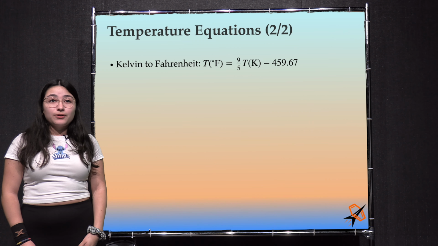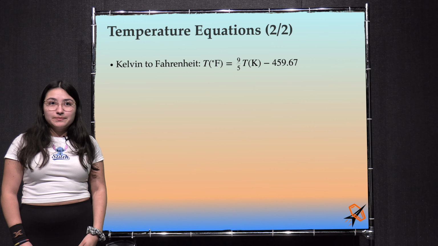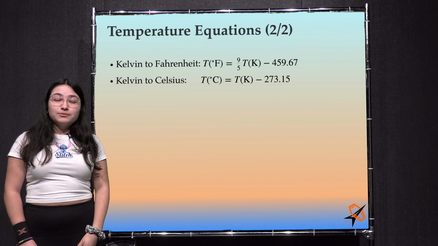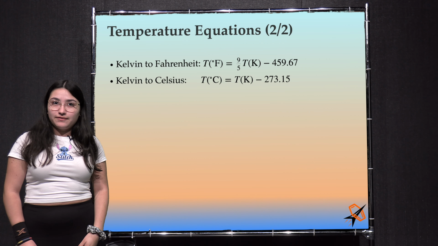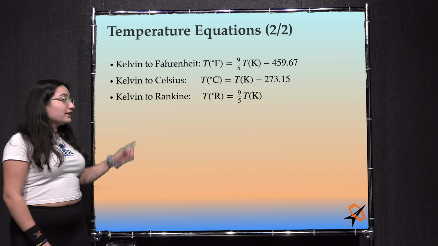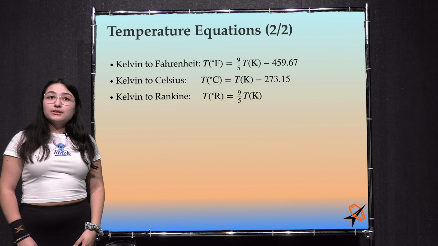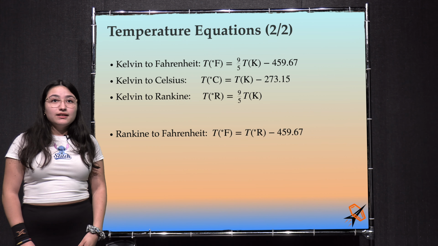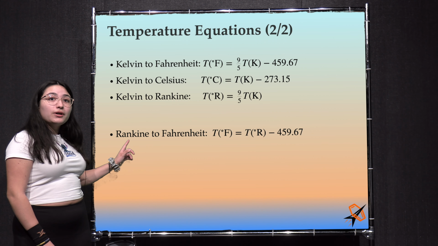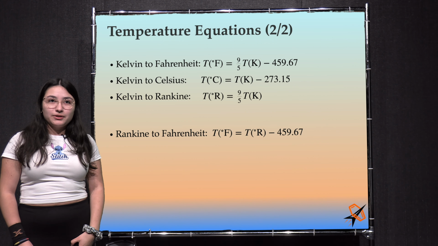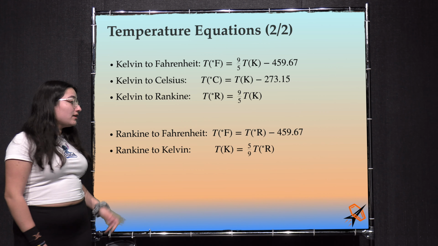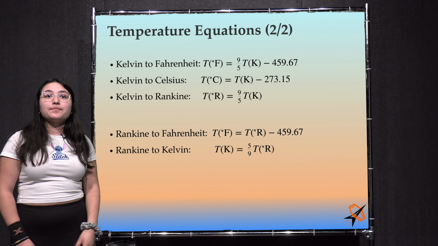To convert from Kelvin to degrees Fahrenheit, either convert to Celsius and then to Fahrenheit, or multiply by 9/5 and then subtract 459.67. To convert from Kelvin to degrees Celsius, subtract 273.15. To convert Kelvin to degrees Rankine, multiply by 9/5. To convert from degrees Rankine to degrees Fahrenheit, subtract 459.67. To convert from degrees Rankine to Kelvin, multiply by 5/9.